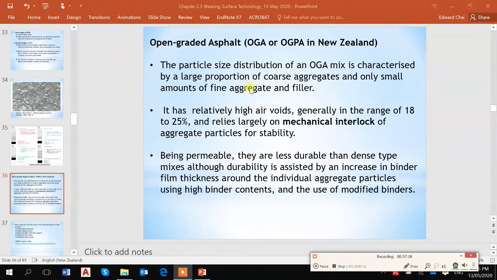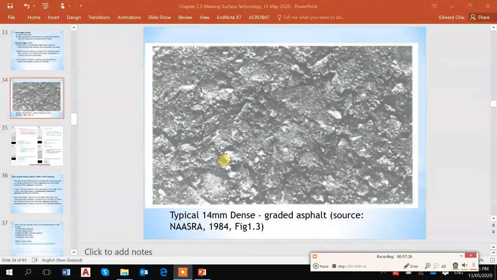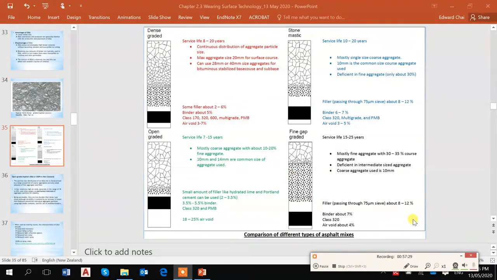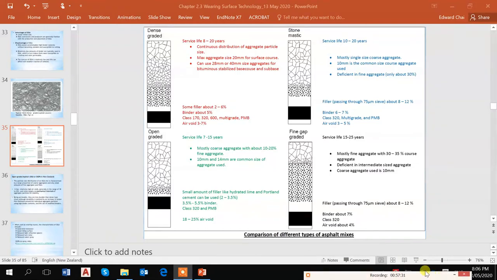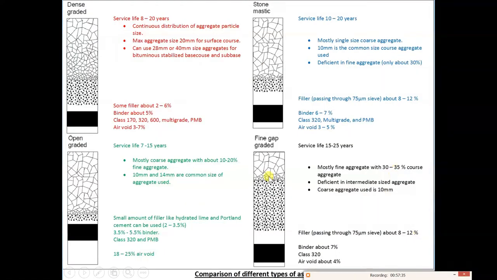I think we have to refer. It's easier for me to refer back to these slides here. I'll just briefly go through the open graded asphalt.